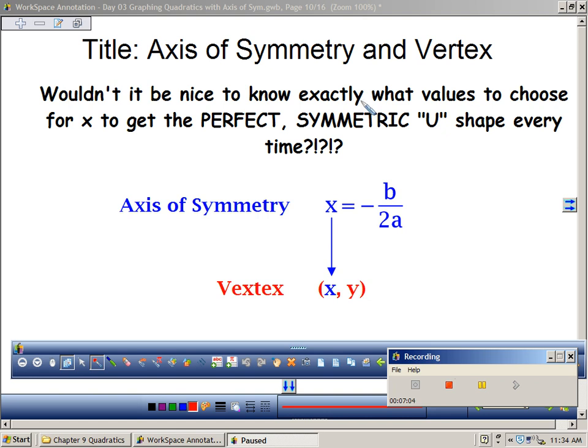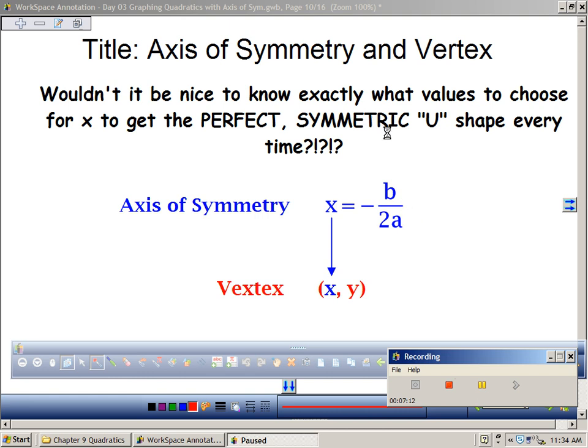So this says, wouldn't it be nice to know exactly what values to choose for x to get the perfect symmetric U shape every time? What commercial does that remind me of? I don't know. I'm thinking it's something. Wouldn't you like to get the perfect something every time? What commercial am I thinking of? I know. That's fine. Thank you for reminding me. Okay. Never mind. It just sounds catchy is what I'm trying to say.